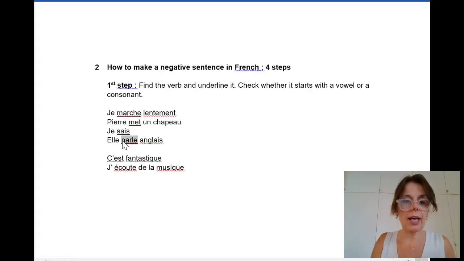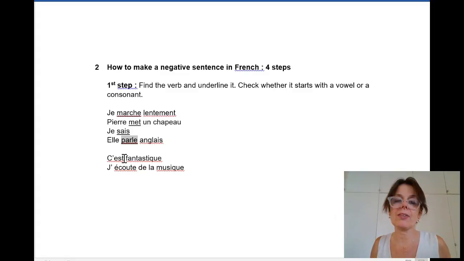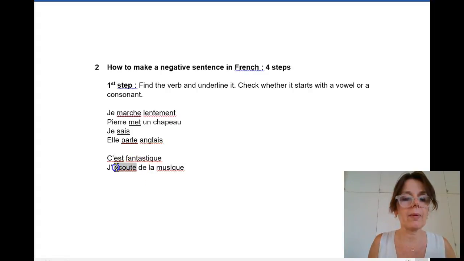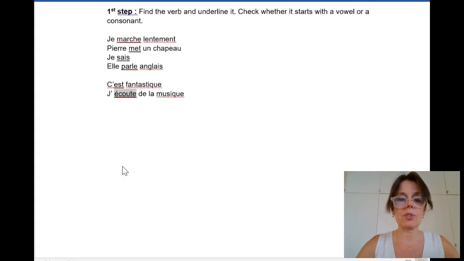So I underline it. "C'est fantastique." Oh, that's a "means is," and I know that is a verb. Also, it's the second word of the sentence, so that's definitely a verb. And "j'écoute de la musique." Écoute means listen. I can say "I listen," and it's the second word of the sentence. So here we are, I underline it. I notice that some of my verbs start with a consonant and 2 of my verbs here start with a vowel. So now I am ready to go to the next step, which is the second step.